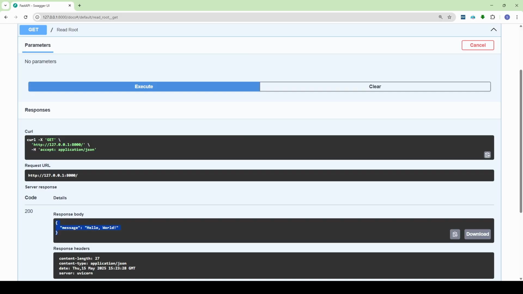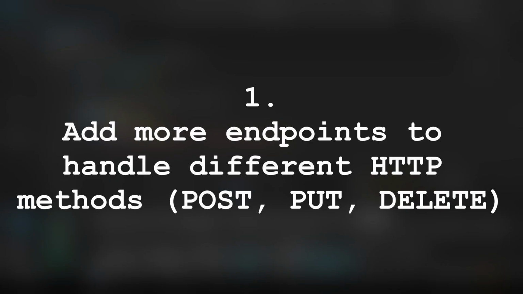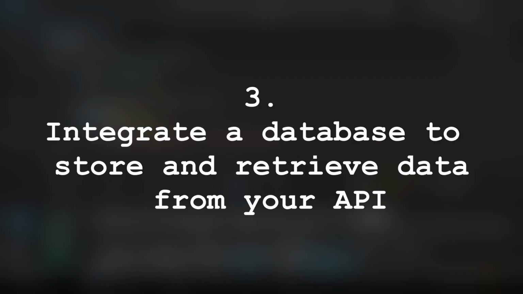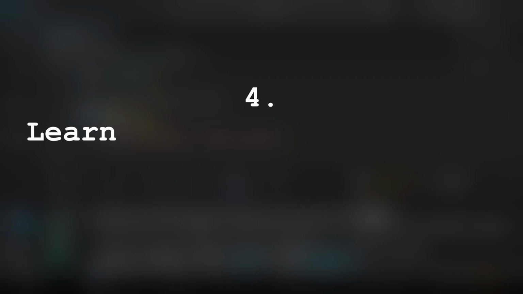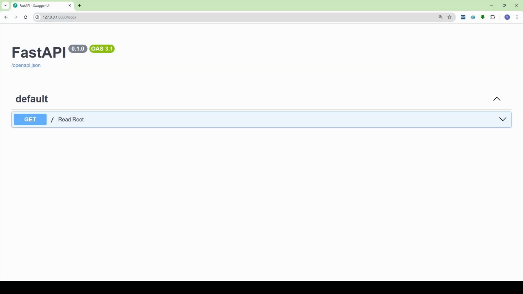Testing your API this way is just the beginning. Now that you've seen how easy it is to interact with your API using Swagger UI, here are some exciting things we can do next. Add more endpoints to handle different HTTP methods. Implement request validation to ensure the data coming into your API is correct. Integrate a database to store and retrieve data from your API. Learn about more advanced features like authentication and security. But for now, sit back and enjoy the fact that you've got a live running API ready to serve the world. FastAPI has made it ridiculously easy for us to get this far.